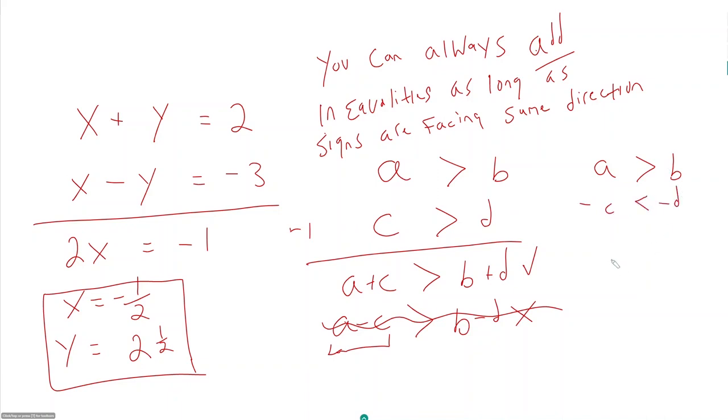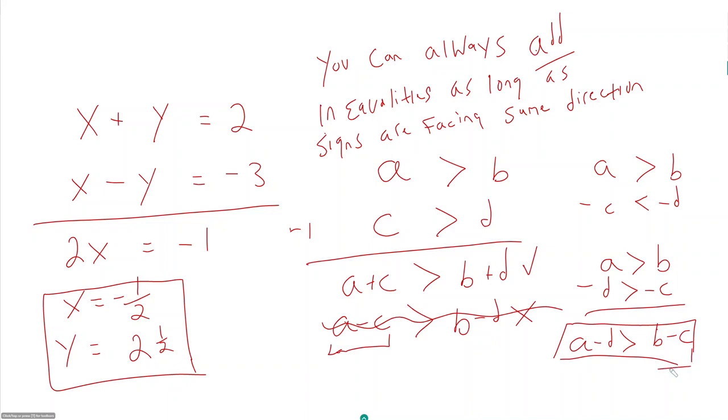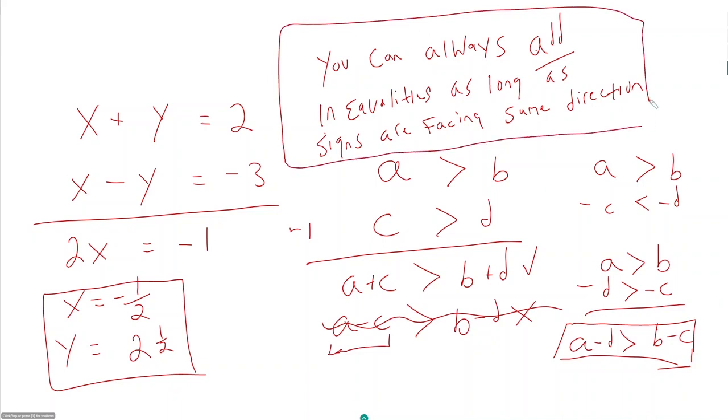And so when I add them, I'm going to make sure the signs are facing the same direction. And so now I can add them to say A minus D is greater than B minus C. And this would be true. And this would be the same as if I had subtracted them to begin with. So really, when it comes to combining inequalities, this is the only rule to know, because you can always turn a subtraction problem into an addition problem.